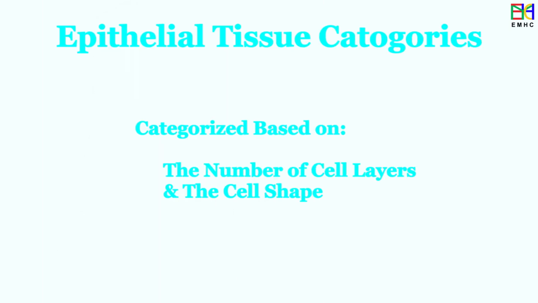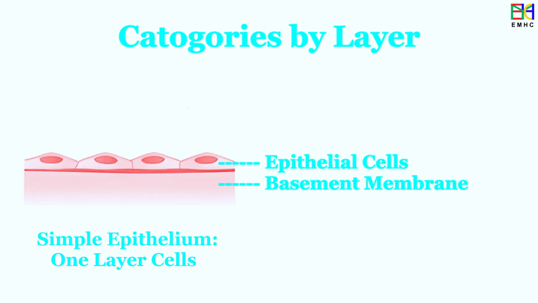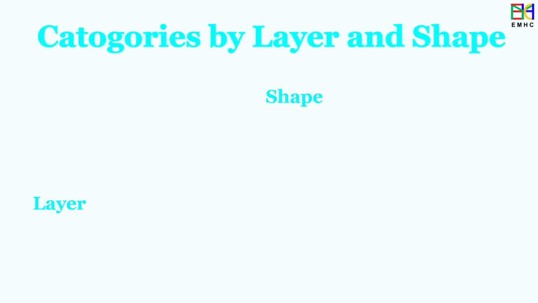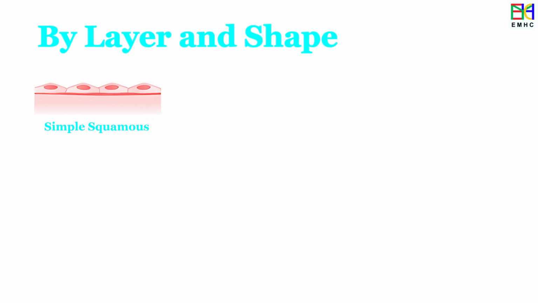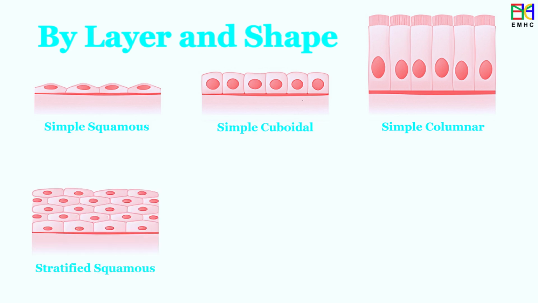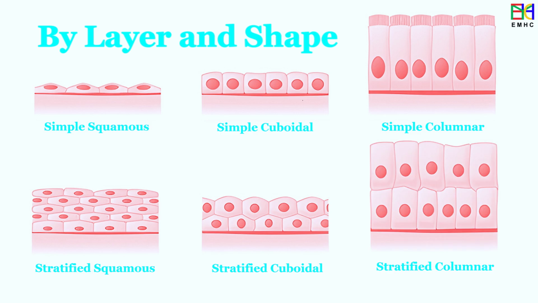In general, epithelial tissues are categorized based on the number of cell layers and the cell shape. By the number of cell layers, epithelial tissues are categorized into simple epithelium that consists of a single layer of cells, and stratified epithelium that consists of two or more layers of cells. By both the number of cell layers and the cell shape, epithelial tissues are further categorized into the following types: simple squamous epithelium, simple cuboidal epithelium, simple columnar epithelium, stratified squamous epithelium, stratified cuboidal epithelium, and stratified columnar epithelium.